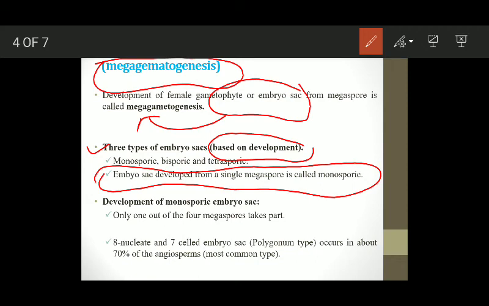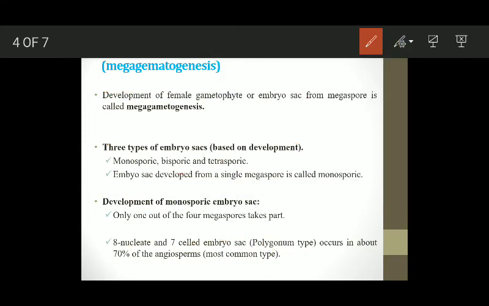That means out of the 4 megaspores, 3 megaspores degenerate, and the single megaspore forms the embryo sac. Monosporic embryo sacs are formed in 70% of the angiosperms. This is the most common type of embryo sac development. We will just focus on monosporic embryo sac development. We will not talk about bisporic and tetrasporic embryo sacs.